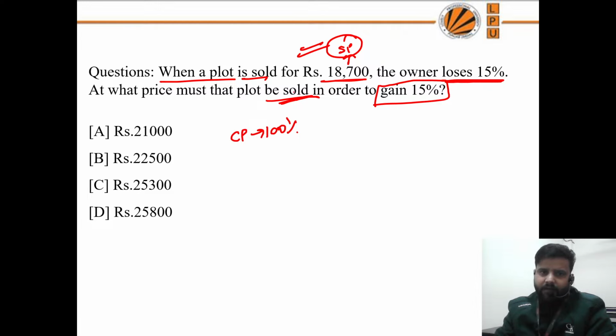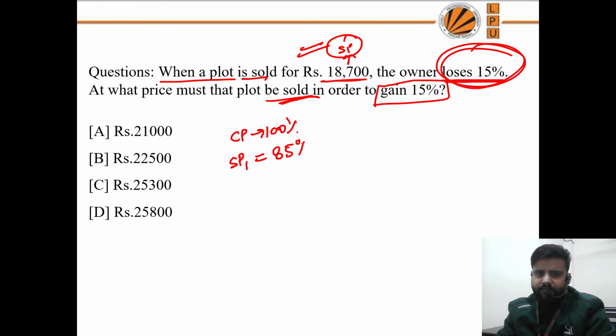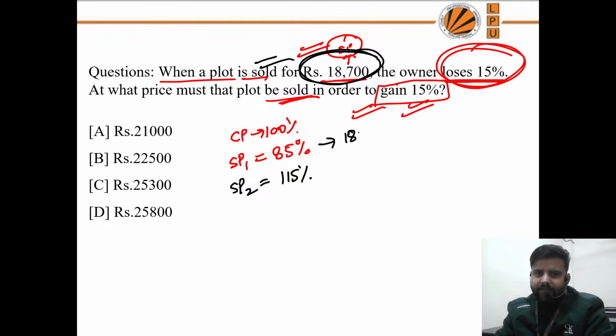Now selling price 1. When you are selling it at this price, you are losing 15%. It means selling price 1 is equal to how much? 15% loss. It means 85%. Now selling price 2 is at 15% profit. It means if cost price is 100%, so SP2 would be 115%. Isn't it? In the question you are given the selling price 1, so it means it is given the value of 18700. Getting it? 85% is equal to 18700. So you have to solve it first.